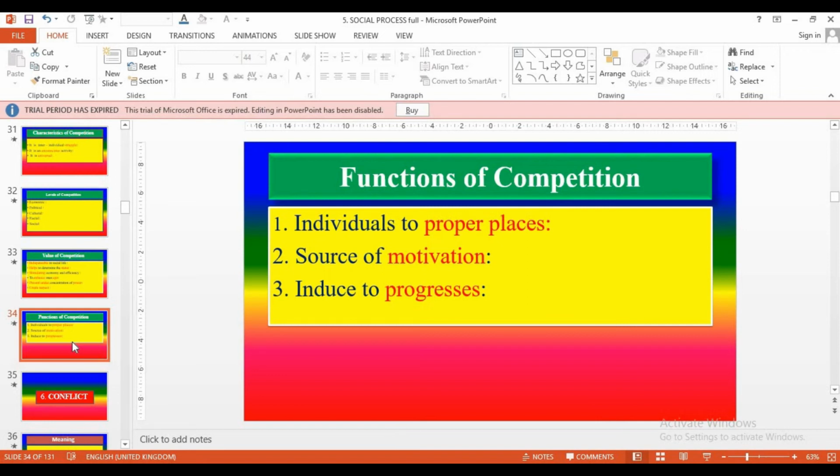Third one, induces progress. Progress means development. Induce means force or motivate, stimulate. Individuals as well as groups are motivated by competition, which is essential for development and growth: individual development as well as group development.